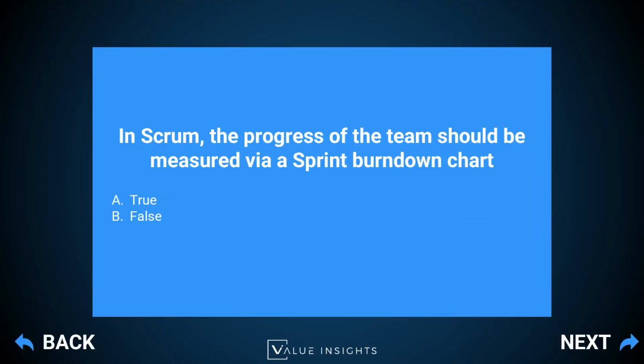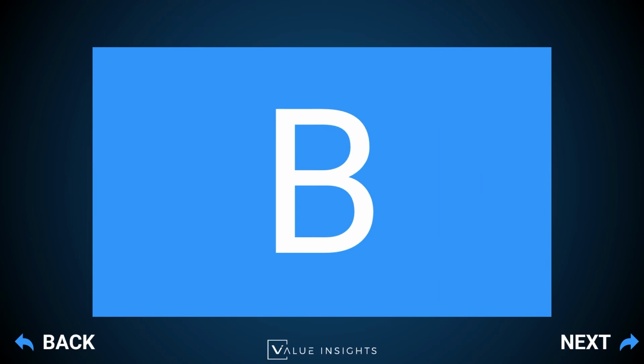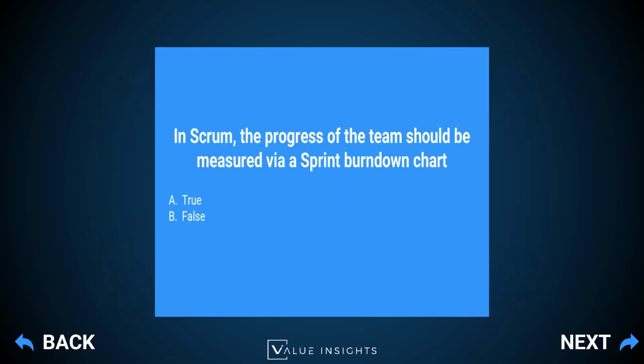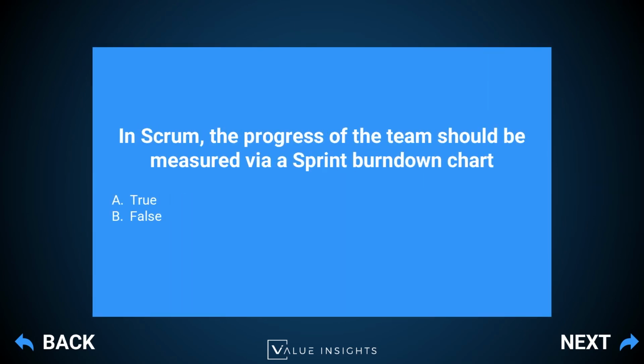Okay, let's have a look at our next question again. In Scrum, the progress of the Scrum team should be measured via a sprint burndown chart. Answer A, true. Answer B, false. And here, this is a false statement. So, okay, why is this a false statement? The progress of the team can be measured in several ways also. Sprint burndown chart is a very common way of measuring the progress of a Scrum team.